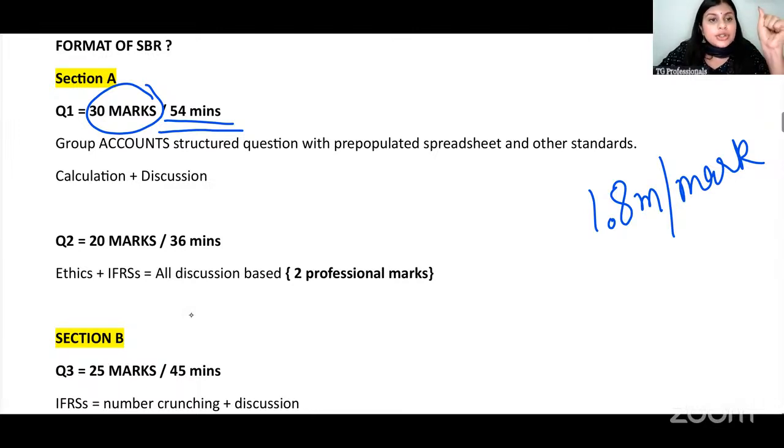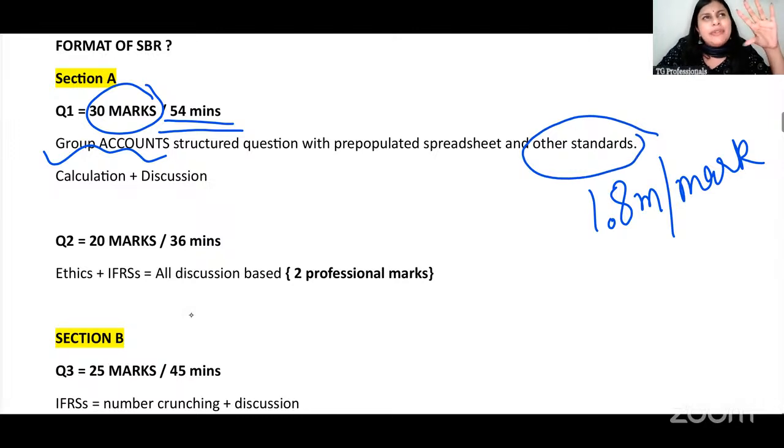The first question is related to group accounts, basically consolidation, where one company acquires another company and then we make their accounts together. Their P&L is consolidated, their balance sheet is consolidated, even their cash flow is consolidated. So group accounts is a huge topic, carrying approximately 20 to 30 marks in your paper. So our first question is from group accounts, in addition with some other standards, like you can get a 5 or a 6 marker related to some other standard as well.